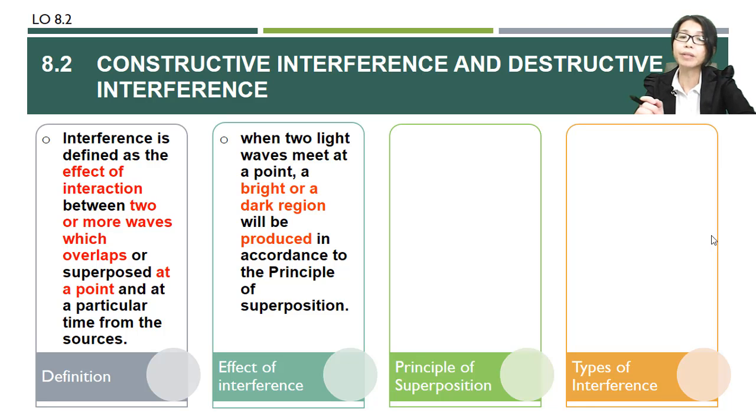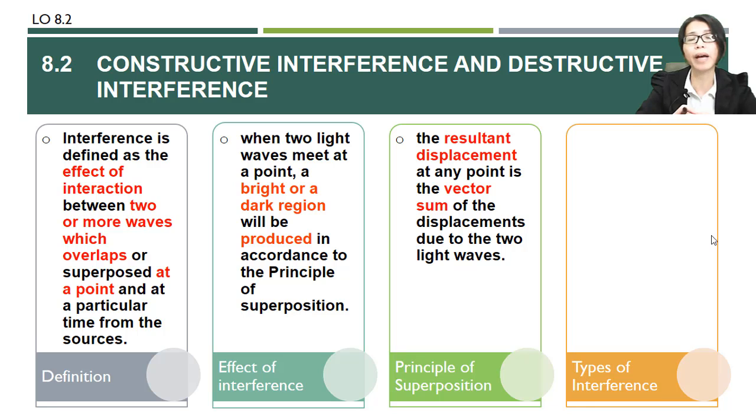So what is the principle of superposition? According to the principle of superposition, the resultant displacement at any point is the vector summation of the displacements due to the two light waves. It means that the resultant, the combined displacement of the two waves, is always the vector summation of their individual displacements.